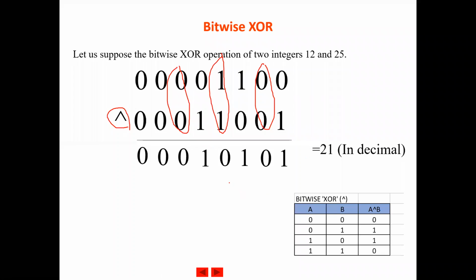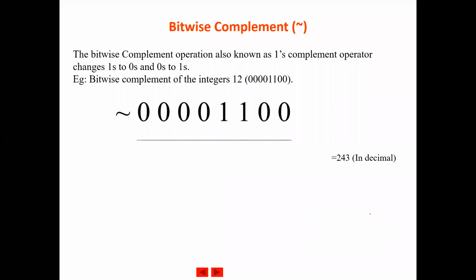Okay, so here the answer: whenever you have both the bits as 1 or both the bits as 0, you will be getting it as 0. When we convert the binary to decimal, we will be getting 21. So this table you have to remember. Now the next topic is bitwise complement. This I didn't keep in the first slide.